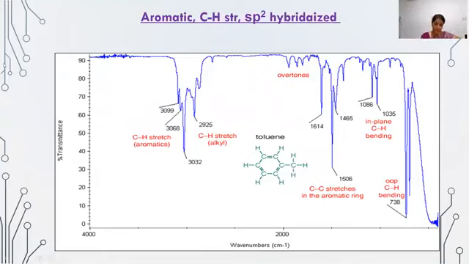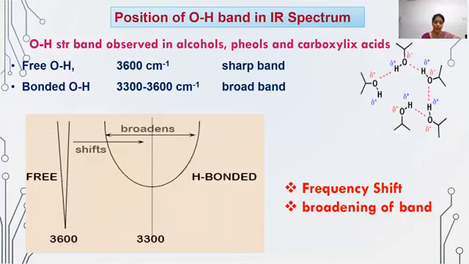You can see here at 2925, this is CH stretching because of this methyl group, and these are the two vibrations above 3000 at 3099 and 3068 centimeter inverse. This is because of CH stretching of aromatic ring. Other than this, 1614 centimeter inverse, this band shows the presence of carbon double bond carbon stretching.